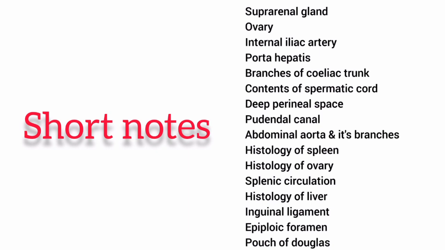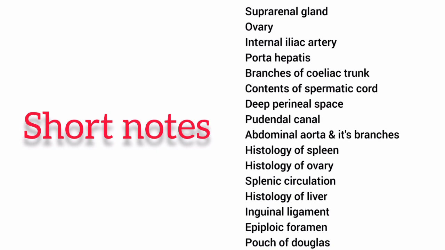Suprarenal glands are also important from histology point of view along with its diagram. In ovary, the location, position, relations, arterial supply, venous drainage, and nerve supply are important, along with the histological features and diagram. From internal iliac artery, all the branches are important. The porta hepatis is important from the view that all the structures going into and coming out need to be mentioned. The location, relation, and diagram are important.